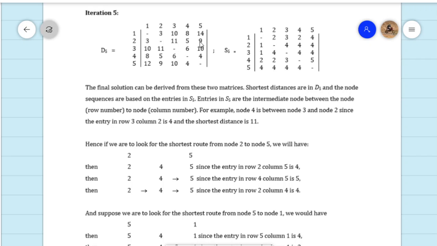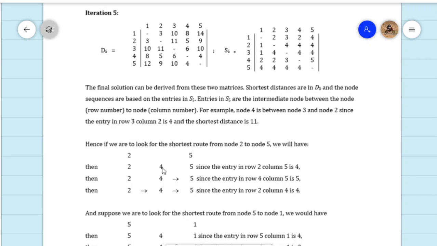Now, where do you proceed from 2 to 5? What is the sequence? So we write 2 and 5. Then as for the intermediate node between 2 and 5, we look at S sub 5, or the final node sequence matrix. So we look at the second row, 5th column. Notice that the entry is 4. Meaning, between 2 and 5, there is a node 4.